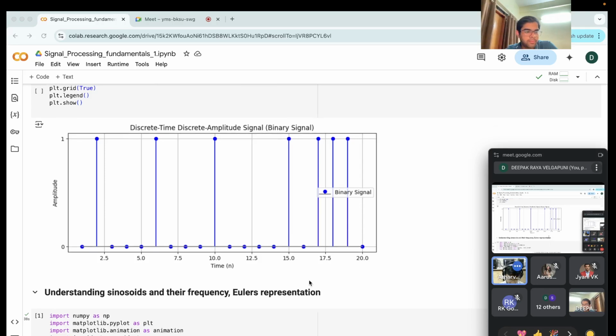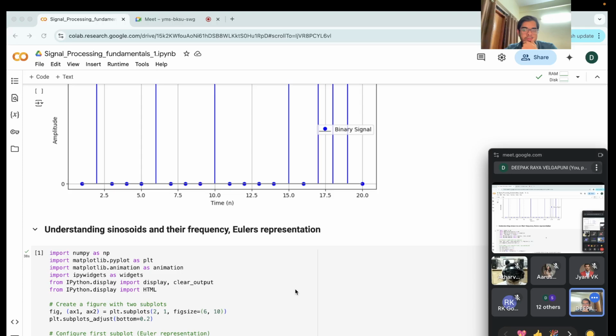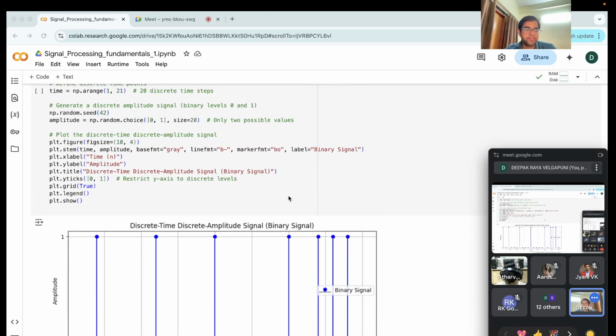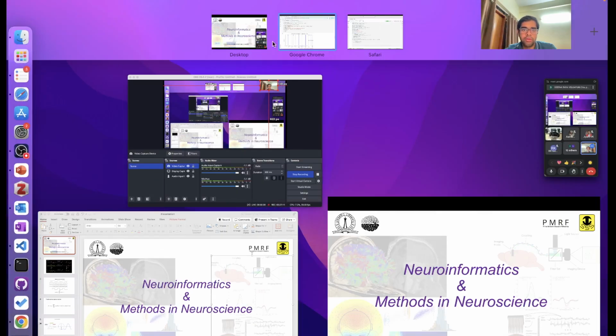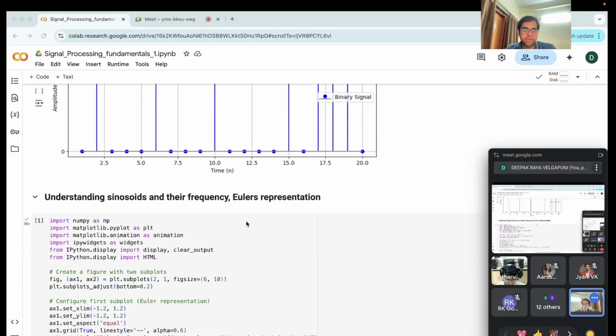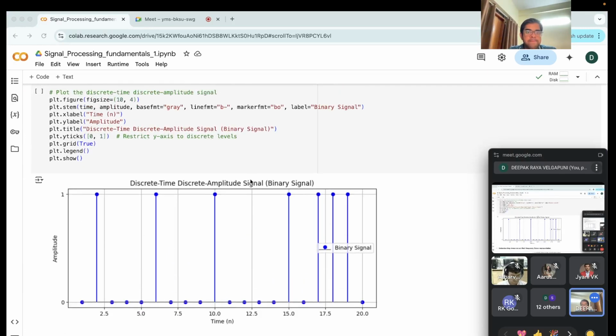Cool. Okay. So, if it can read audio, but yeah.